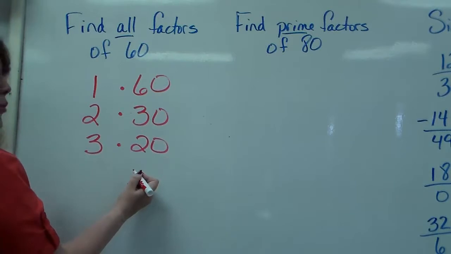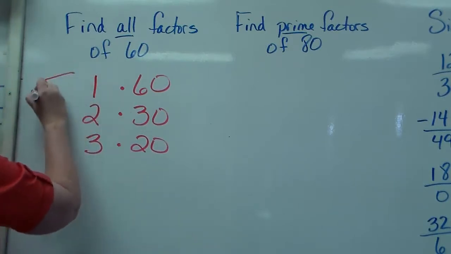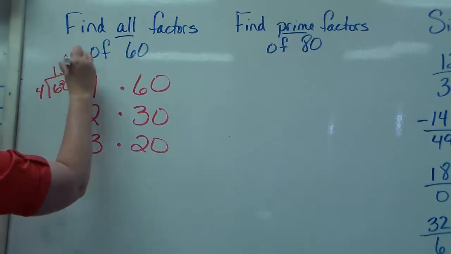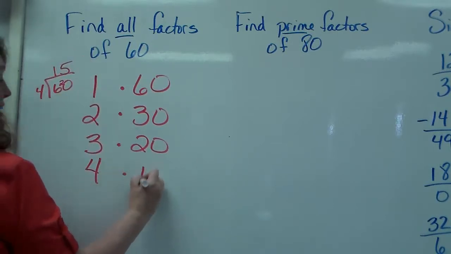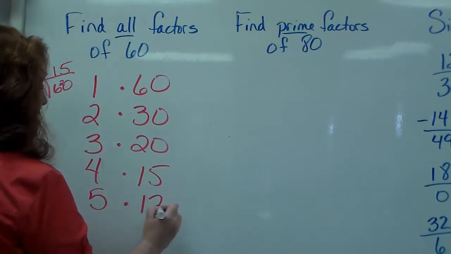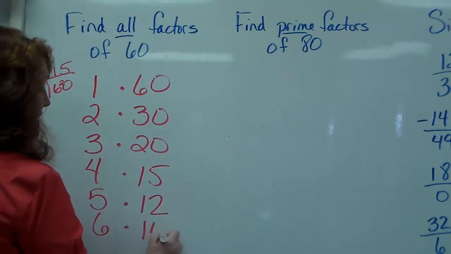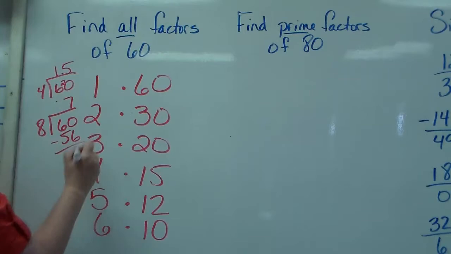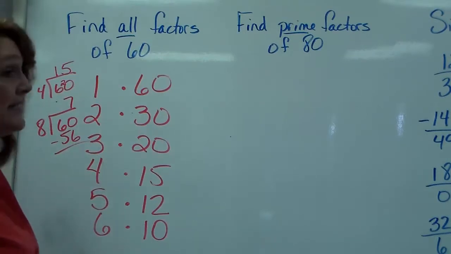The next number is 4. 4 goes into 60 15 times. 5 goes into 60 12 times. 6 goes into 60 10 times. 7 does not go into 60. 8 does not go into 60. 9 does not go into 60.